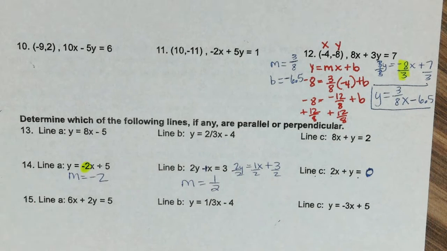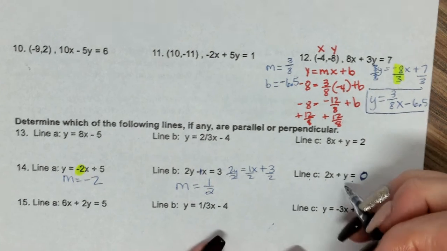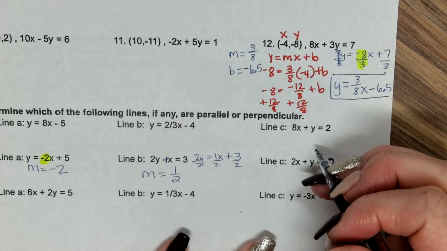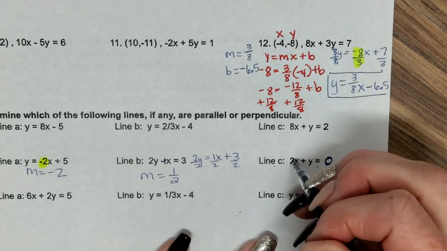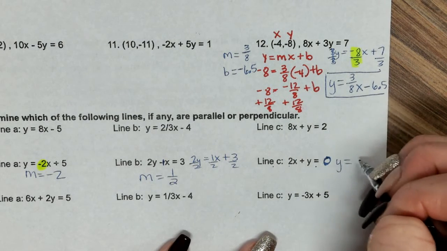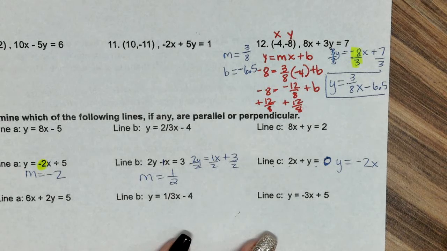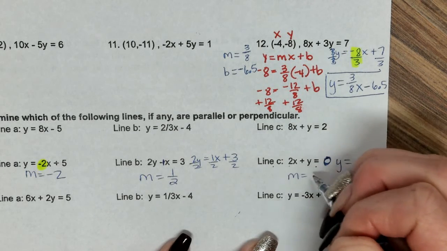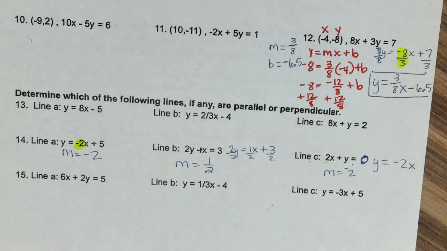So what's my slope? Okay. This last one, can you see the slope the way it's set up? I have to rearrange it. How do I pull this 2x to the right? So I have y equals negative 2x plus 0. Can I see the slope now? What is it?